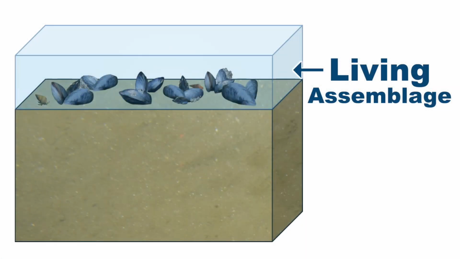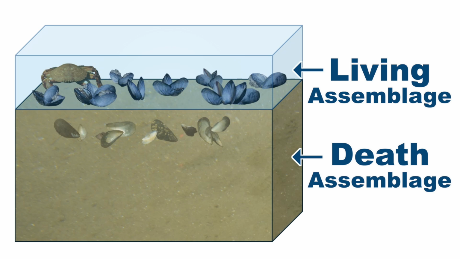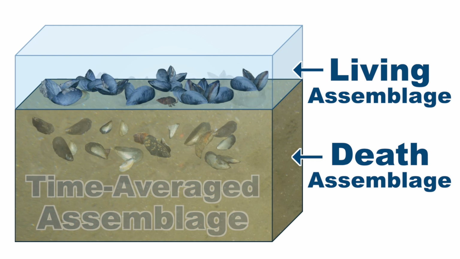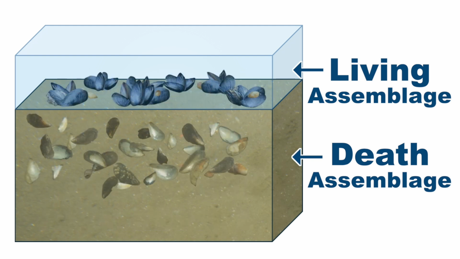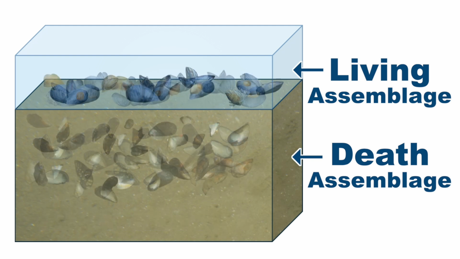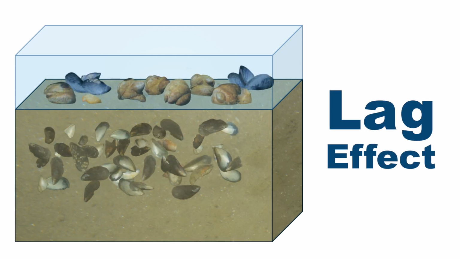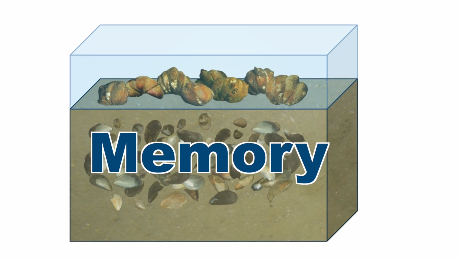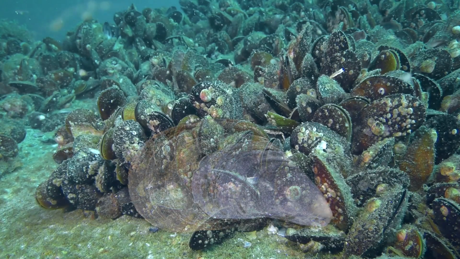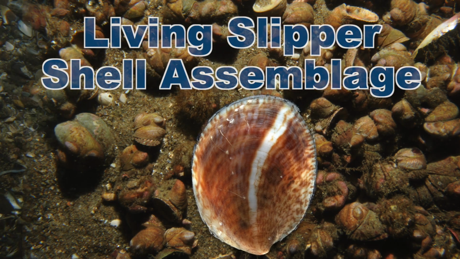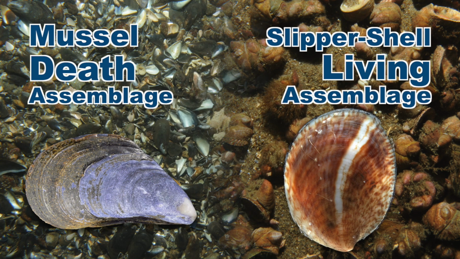Over time, dead remains from different years and generations become mixed together, resulting in a time average assemblage. This means that the organisms whose remains are preserved within a death assemblage may not have been alive at the same time. The gradual way death assemblages form results in a lag effect of species preservation, acting as a memory of what lived in the recent past.